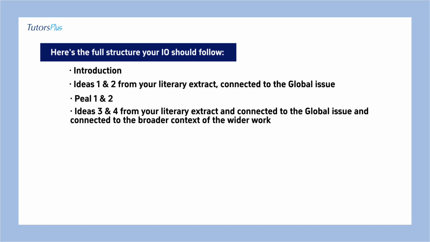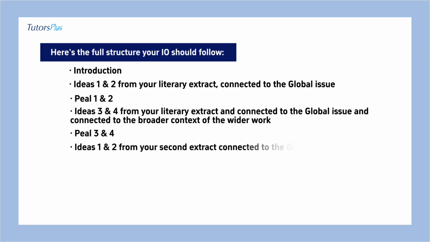And then we have points 4 and 5 from your literary extract: ideas 3 and 4, just on the extract, connected to your global issue and connected to the broader context of your wider work. And then again with PEEL for ideas 3 and 4. So point, evidence, analysis, explain. From your literary extract, connect it to your global issue, connect it to the wider work.